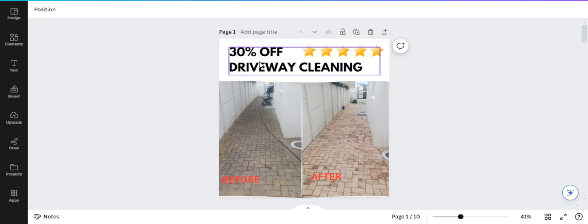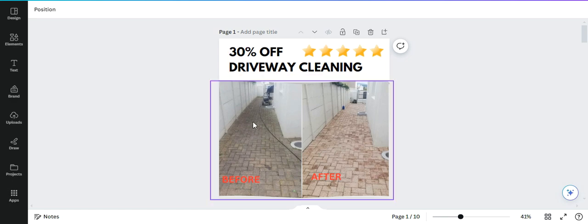And then I'm also positioning by mentioning the name of the offer. So this is a 30% off driveway cleaning. This is a driveway, and this is the driveway cleaning we've done, and this is how it was before, dirty, and very, very clean now. I am showing the transformation. So showing the transformation is an effective way to create an ad creative for a Facebook ad, before and after. And it may work for your business depending on what you offer, either services or products.